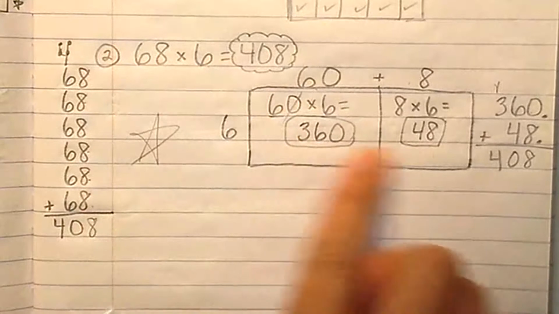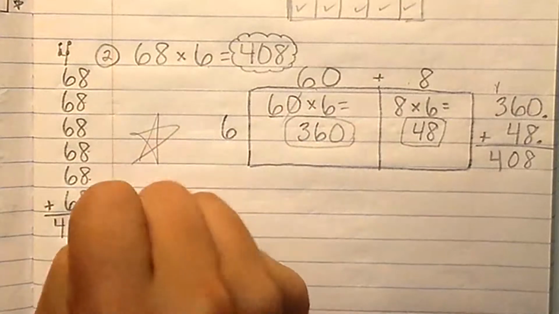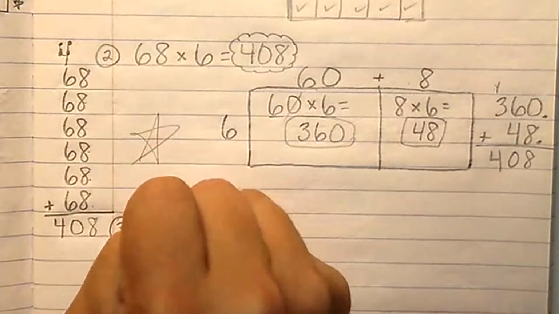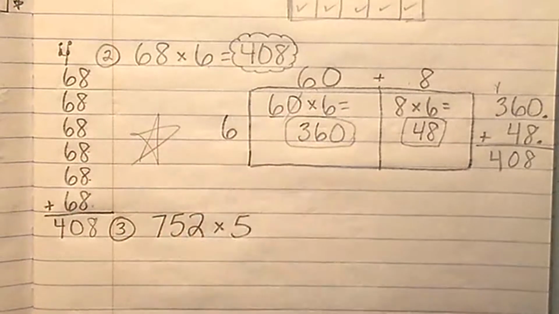This is one of my favorite ways. You'll learn my most favorite way in a couple days, but this is a good way and a faster way to multiply. Let's try another one. This time I'm going to give you a 3-digit number. I'm going to say 752 times 5.